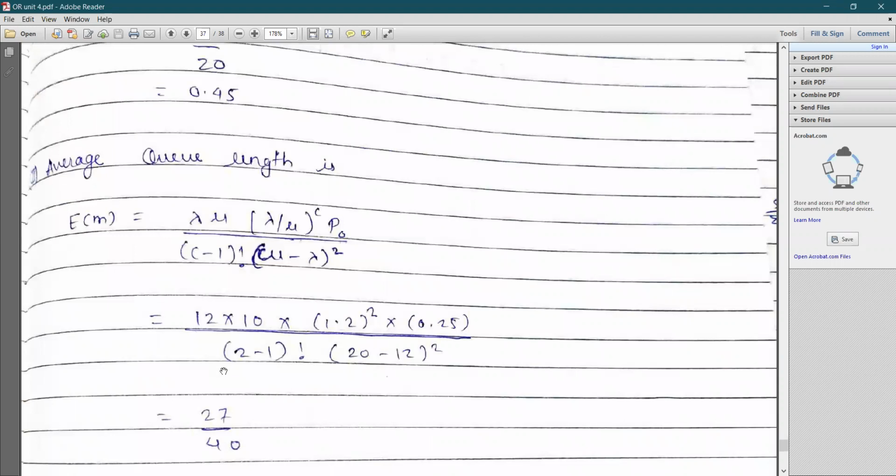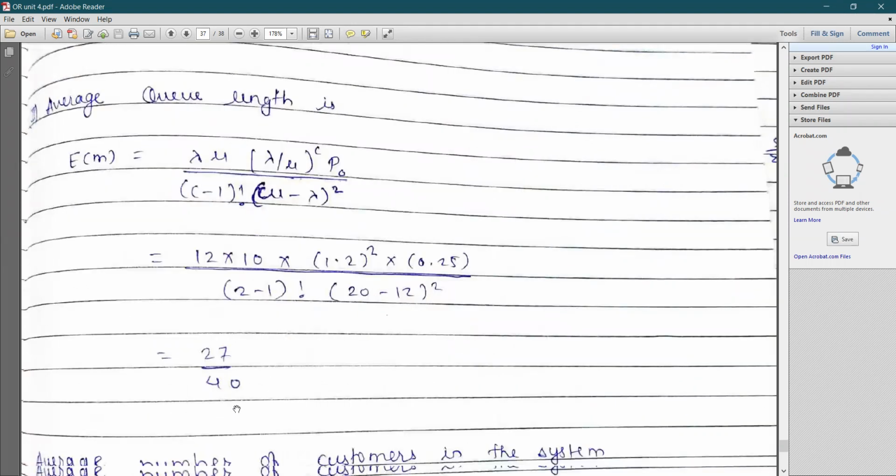Then average queue length, that is E of m. The formula for E of m is lambda into mu into lambda upon mu raised to the power c into P0, upon c minus 1 factorial into c multiplied by mu minus lambda, whole squared. The value of c is 2, therefore here 2. Then putting values: 12 multiplied by 10 multiplied by 1.2 to the power 2 into 0.25, upon 2 minus 1 factorial into 20 minus 12 squared, and that is 27 divided by 40.